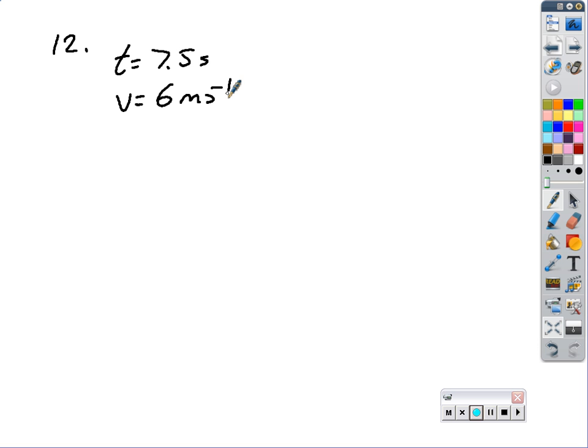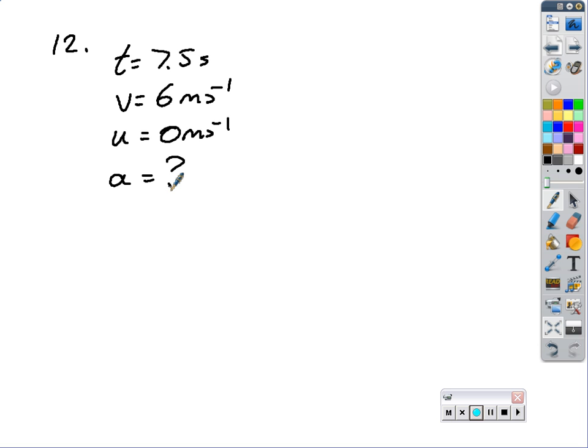Good. And then, what other piece of information can we pull from the question? Declan? U equals 0. How do you know that? Because it's from rest. From rest. Good. So U, initial speed, equals 0 metres per second, and we want to know A. Metres per second is your speed, metres per second squared is acceleration.